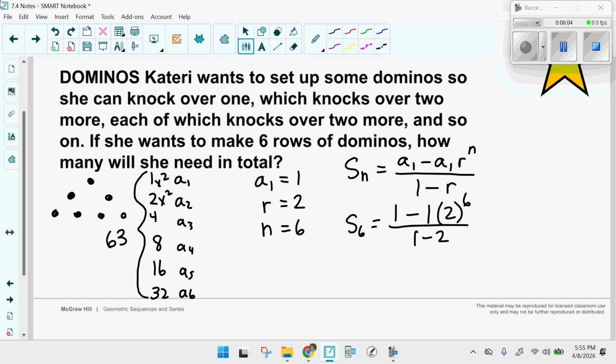And when I figure that out, we end up doing 2 to the 6th, which is 64. So you end up getting negative 63 over negative 1, which gives our exact same sum of 63. Now, I wouldn't recommend doing that by hand. You can just plug that into your calculator and you'll get the value of your sum.